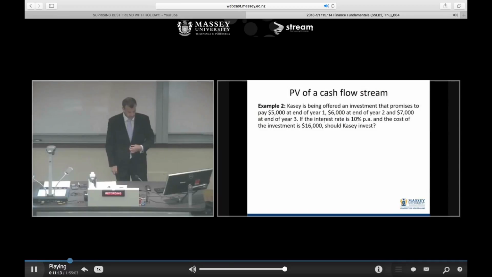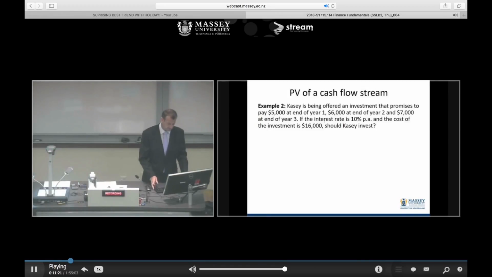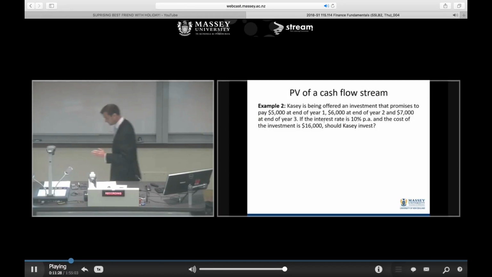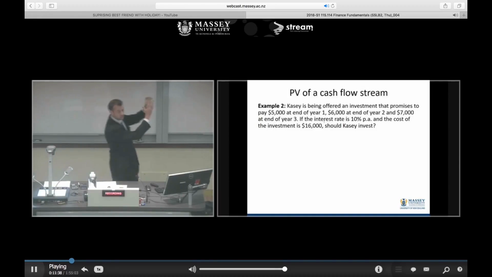So we've got here Casey is being offered an investment that promises to pay $5,000 at the end of year 1, $6,000 at the end of year 2 and $7,000 at the end of year 3. Interest rate's 10% and the cost of the investment is $16,000. What that is saying is she's going to have to, Casey could be a boy, they are going to have to deposit or pay $16,000 today, and then this is the cash flow returns that they will get from that investment.